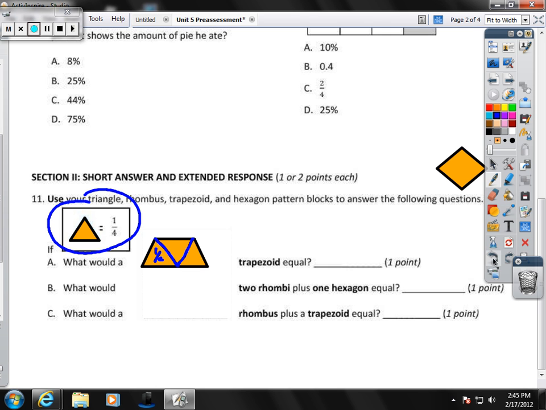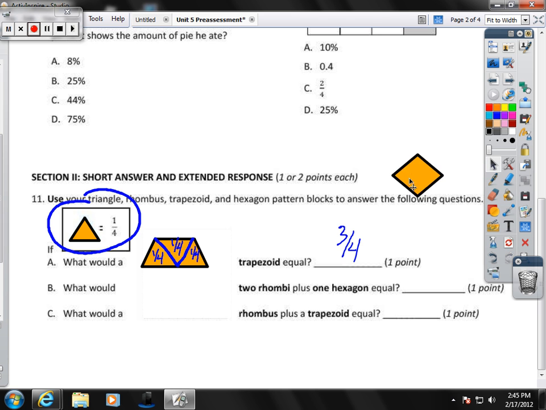Let me fix that just a little bit here. Sorry about that. This one is 1/4. This is 1/4. And this is 1/4. All 3 of those added together, so one trapezoid would equal 3/4. What would 2 rhombi equal?